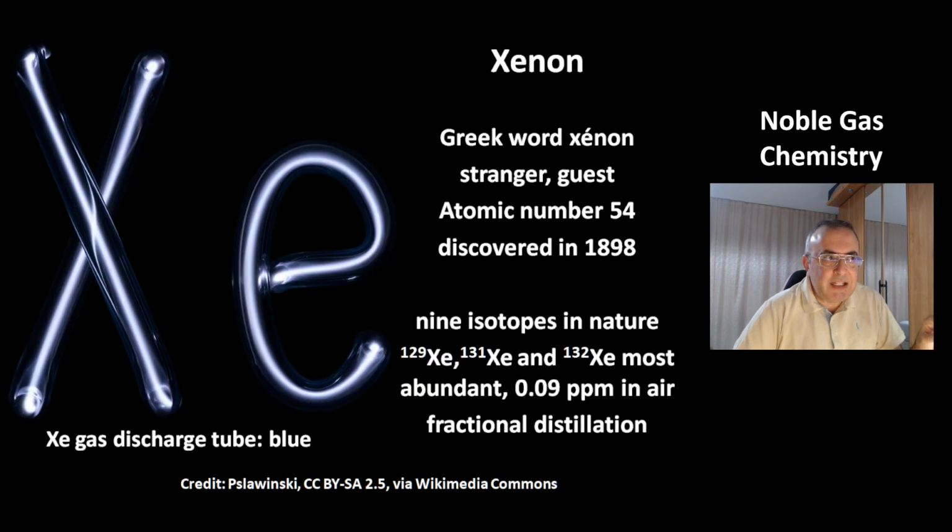The element xenon gives you a blue color in a gas discharge tube. Its name comes from the Greek xenon, which means a stranger or guest. Atomic number is 54, and it was discovered in 1898. There are 9 isotopes in nature. The most abundant are xenon 129, 131, and 132. Its concentration is just 0.09 parts per million in air, and it is isolated by fractional distillation.